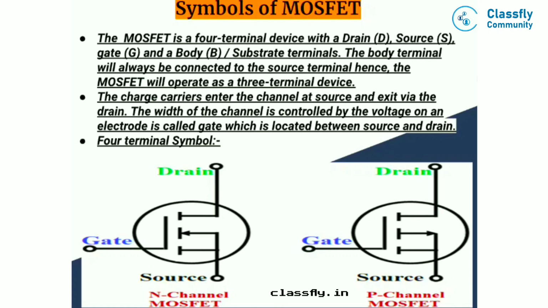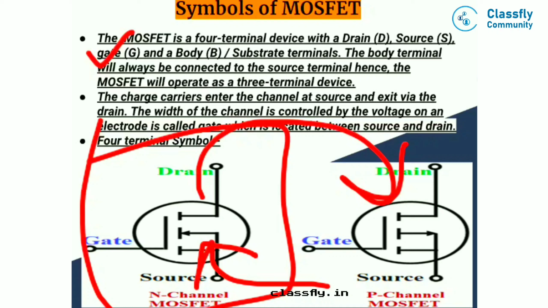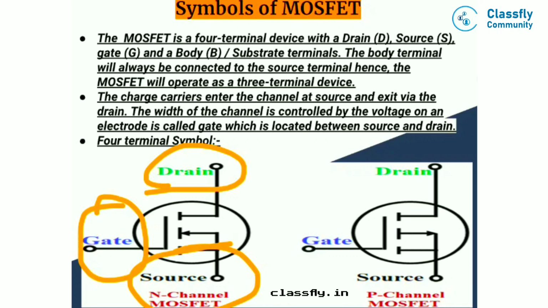So we completed our first point. The second point states that the charge carriers enter the channel at the source. That means if this is our figure, a charge carrier will enter from the source and exit from the drain. And the width of the channel is controlled by the gate. That means this gate will control the voltage electrode, located between the drain and source, and it will maintain the width of the channel.